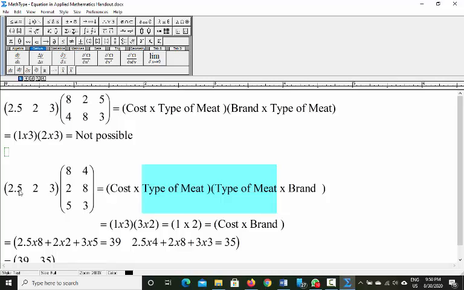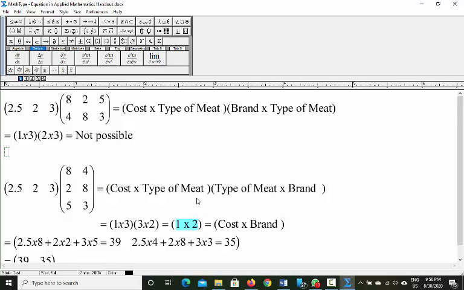Here we have 1 row and 3 columns, and this one we have 3 rows and 2 columns. So these ones are matching, and multiplication is now possible. So if you multiply, what will we have?